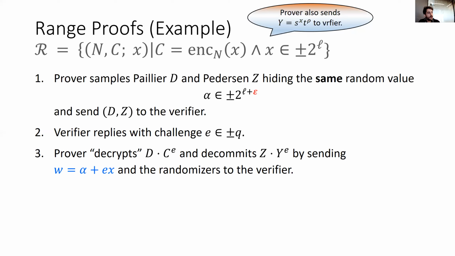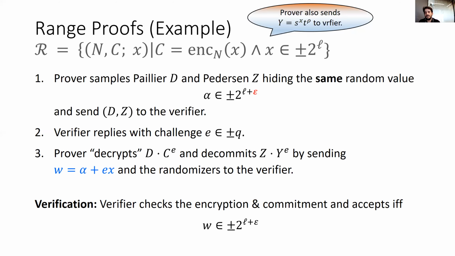Okay. So in the end, the verifier checks that the encryption and the commitment are valid and that W lies in a specific range. So the protocol may look a bit involved at first sight, but note that it's basically a Schnorr type sigma protocol, like the one for discrete log you may be familiar with.